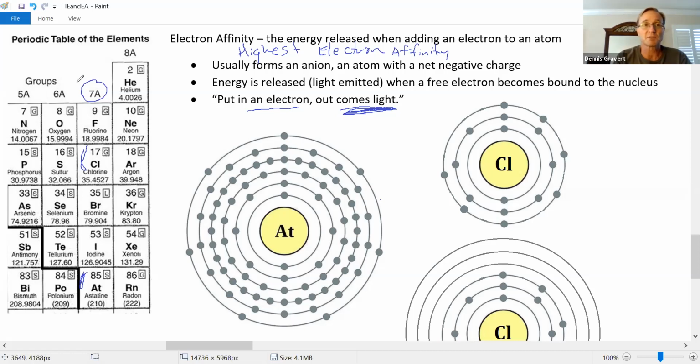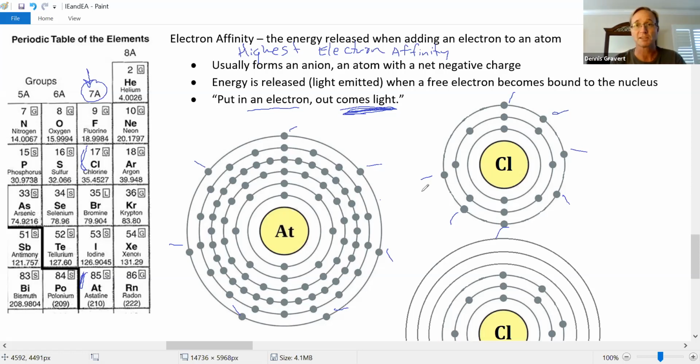What's going on? What's special with them? They all have 7 valence electrons. 7 electrons on the surface. So I got 1, 2, 3, 4, 5, 6, 7. Good. Chlorine, 1, 2, 3, 4, 5, 6, 7. Nice. They look the same from the surface. 7 electrons on the surface. That gives them similar properties. They behave similarly in the lab.